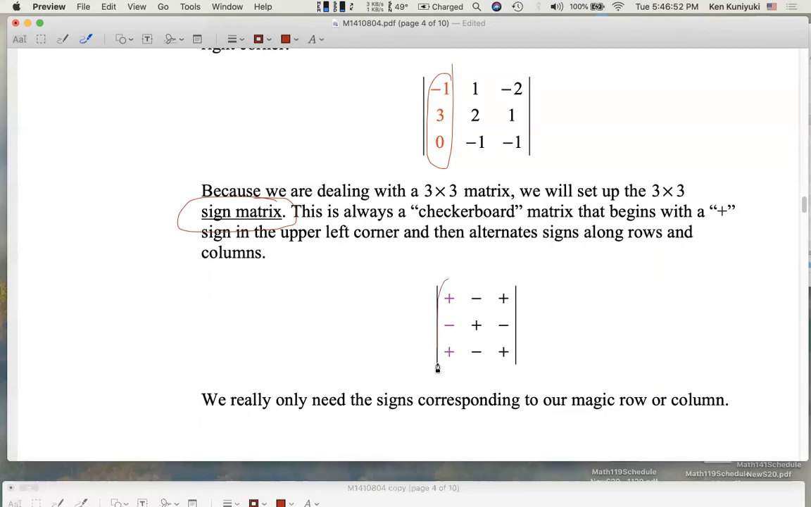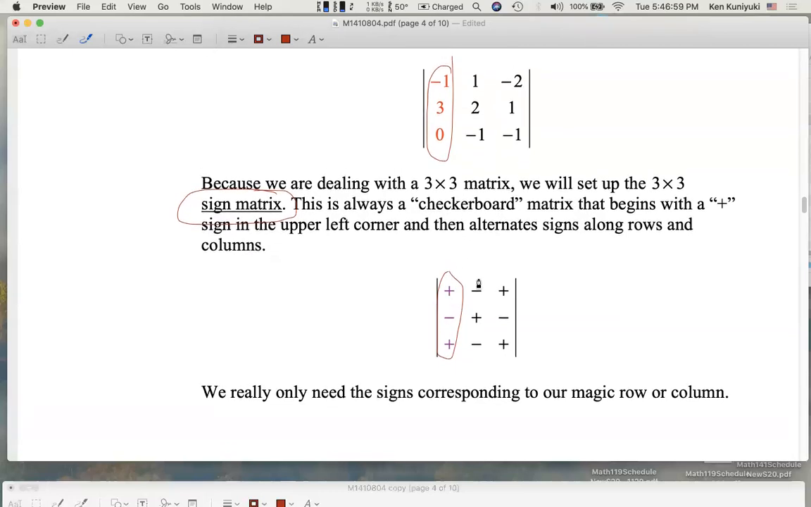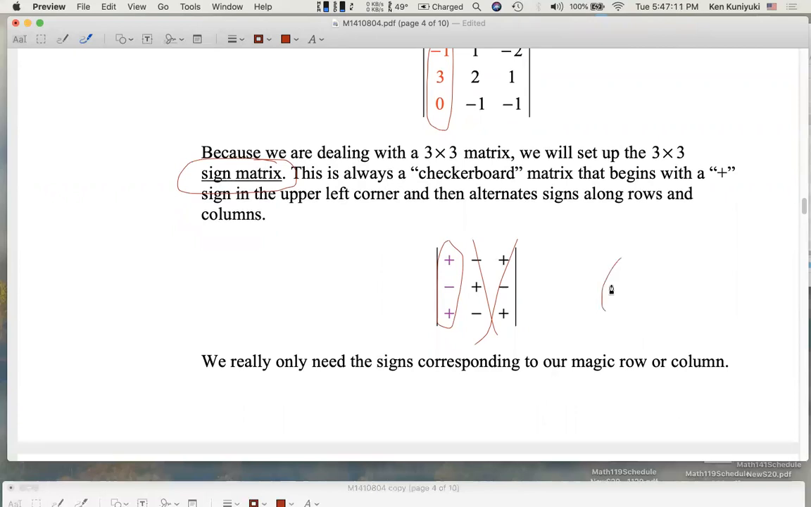And again, since column 1 is our magic column, we're going to focus on these entries here. In fact, you could even erase the rest of this. You just need the ones here. Plus sign up here, it's on the main diagonal. Plus sign down here, and in between it alternates, minus, plus. In general, the formula for the sign is -1 to the i plus j, where i is the row number and j is the column number. Of course, a -1 corresponds to a minus, and a +1 corresponds to a plus.